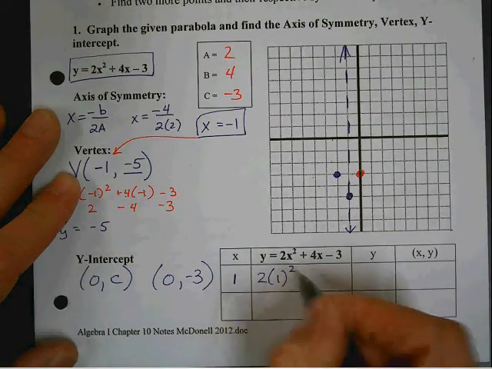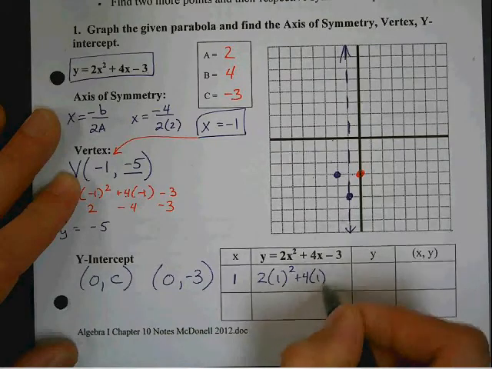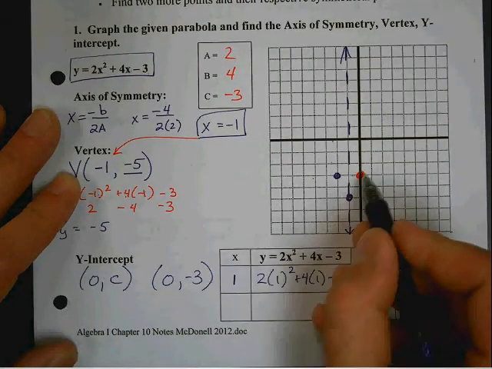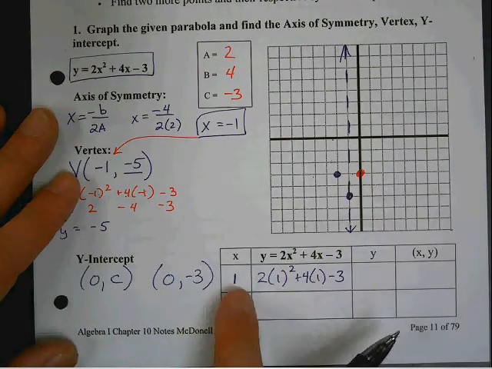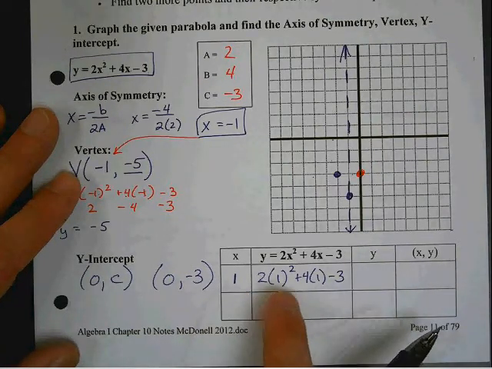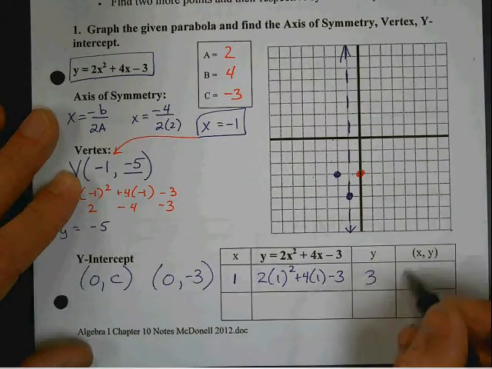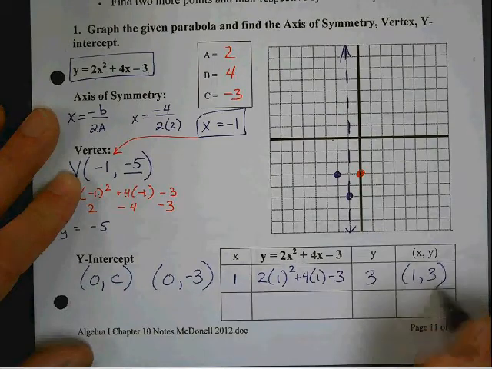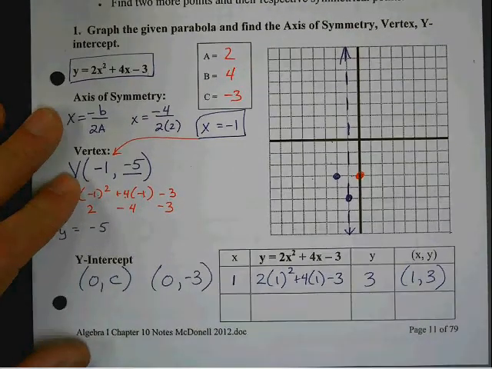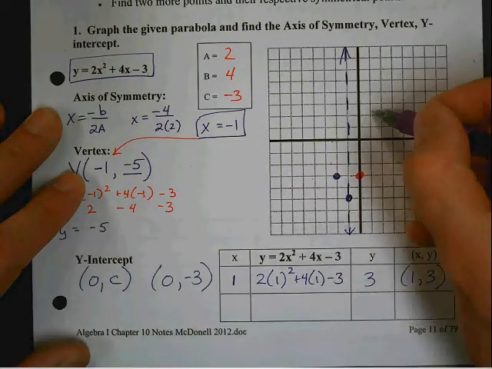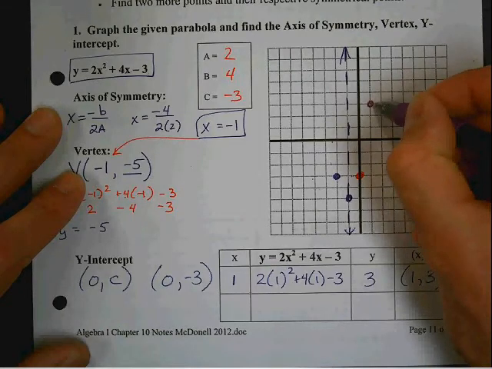Yes, sir? If we use 0, would we just get the y-intercept? You would. So that's why you don't use 0. You can't use anything you already have. And so we're not always going to use the same point here. So let's see. That's 2 plus 4 minus 3. So that's 3. So that's 1, comma 3. 1, 2, 3.